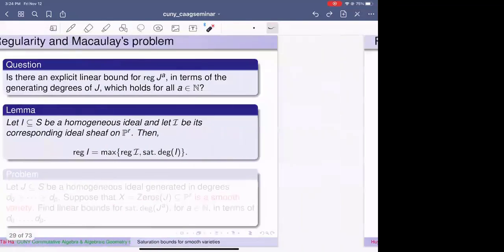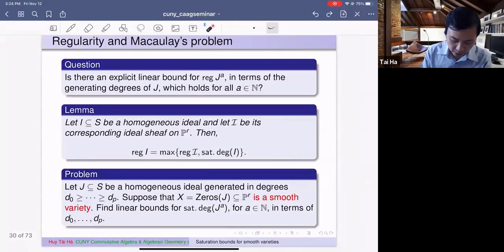Okay, so the problem that we end up with is to again start with a homogeneous ideal with given generating degrees. We start with the variety cut out by this ideal and assume that this variety is smooth, and we are interested in finding linear bounds for the saturation degree of its powers in terms of the generating degrees. Any other questions before I continue?